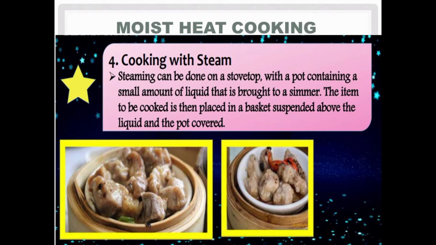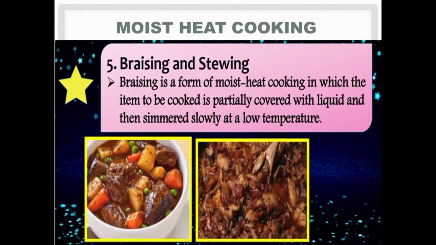Okay, cooking with steam. Steaming can be done on the stove top with a pot containing a small amount of liquid that is brought to a simmer. The item to be cooked is then placed in a basket suspended above the liquid and the pot covered. Okay, lastly, for moist heat cooking, we have braising and stewing.